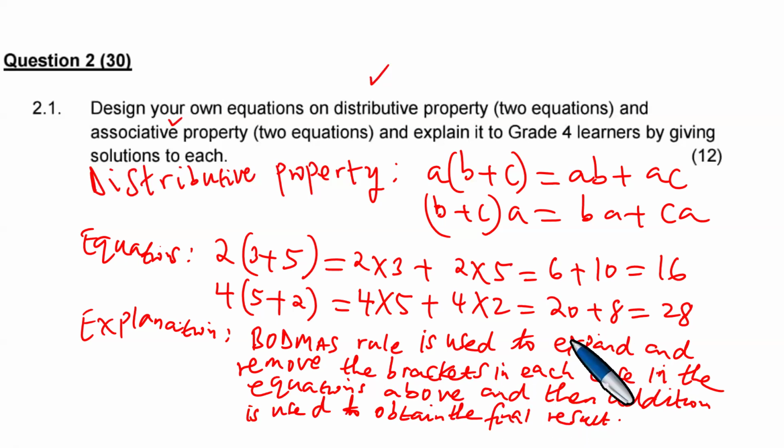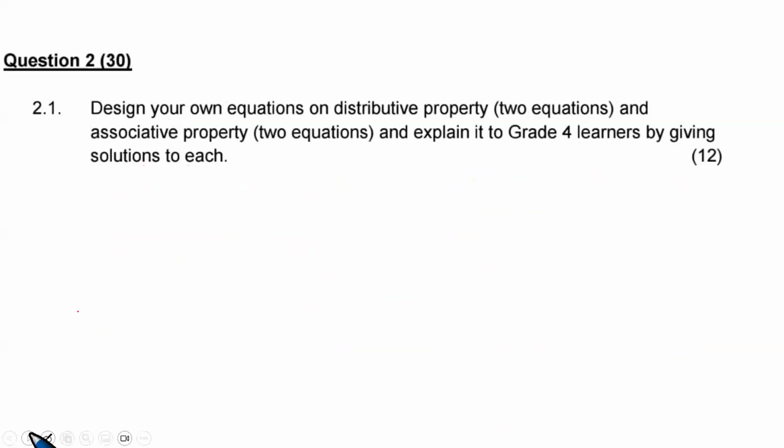Okay, so obviously, that is one way to explain the fact that BODMAS rule is used to expand and remove the brackets, in each case, in the expansions above. And then addition is used to obtain the final result, in each case. So that would be adequate to really explain what is happening. In which case, that explains the distributive property, but it's not only the distributive property, but it also has the what?